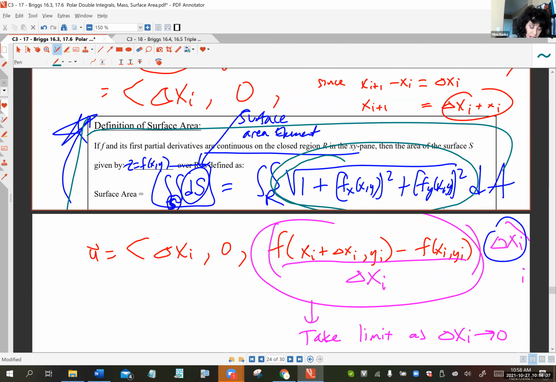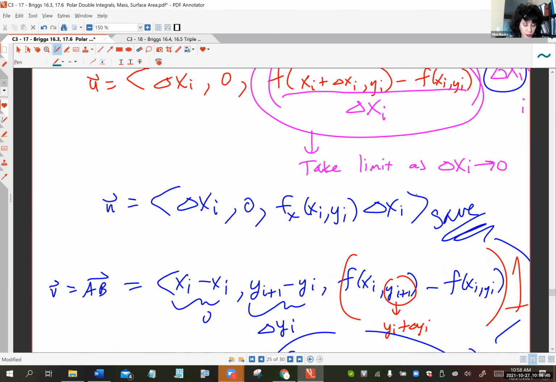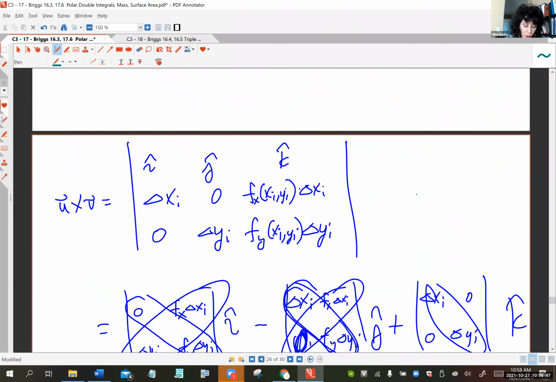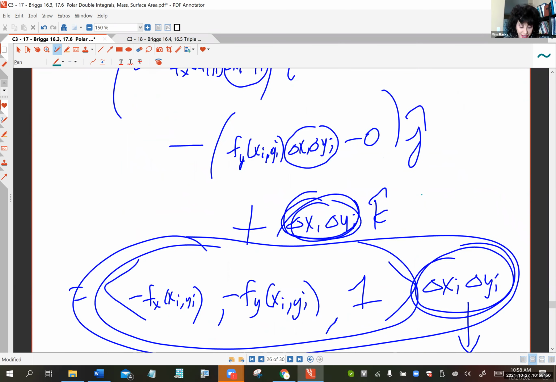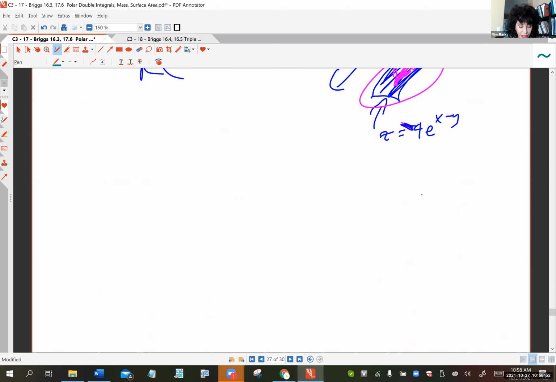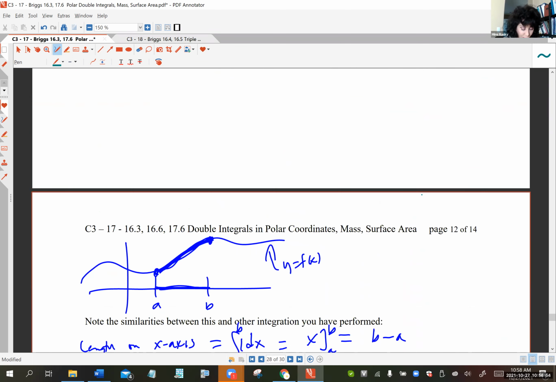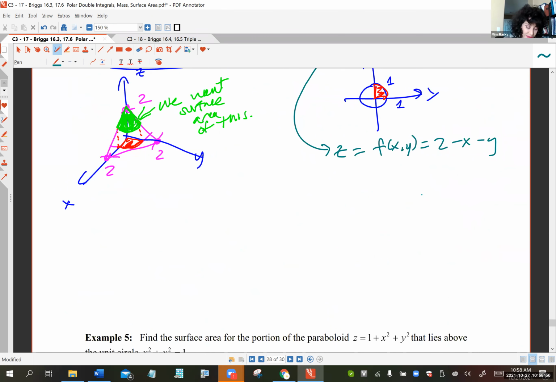You have to set up this horrific looking radical. So the square root of 1 plus the partial with respect to x squared plus the partial with respect to y squared. So who's your function f that you're doing business with? You've got to make sure you're straight on that. It's not the circle. So your fx is just going to be, that's easy, just -1. And your fy is also -1.